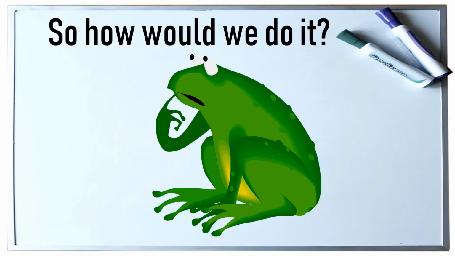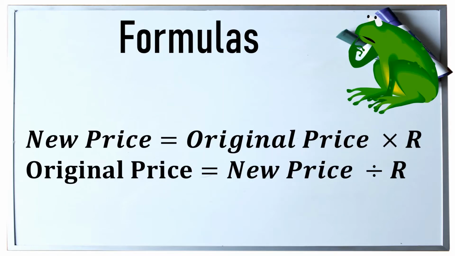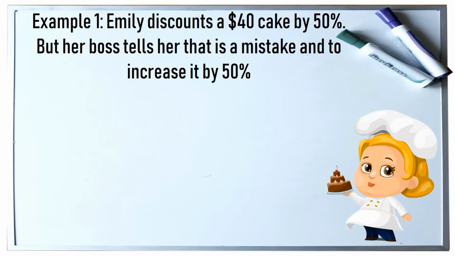So how do we actually do it? Well, we need to go back to some formulas. So we have seen the top formula in a previous video, that the new price is equal to the original price times R. If we rearrange this, we can get the original price is equal to the new price divided by R. So let's have another go at example 1.